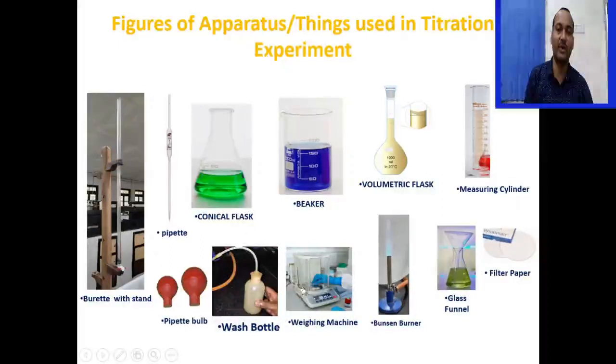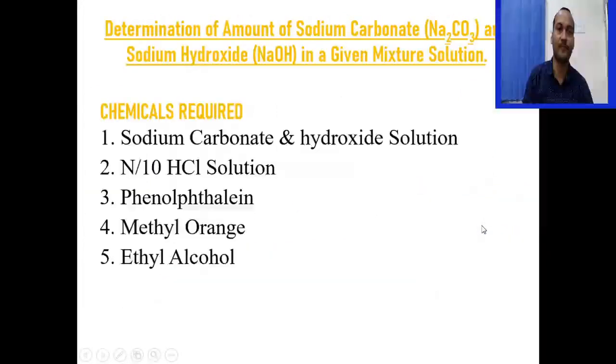Similarly, we can use the weighing machine to take the exact weight of the chemicals. When we require to heat the solution, we need Bunsen burner. Sometimes we need filtration, so we need funnel and filter paper. So what are the chemicals required? So sodium carbonate and hydroxide mixture solution, N/10 HCl solution, phenolphthalein indicator, methyl orange and ethyl alcohol.